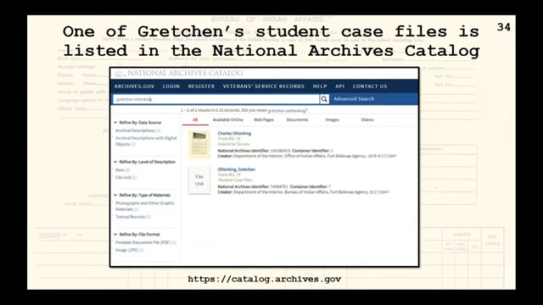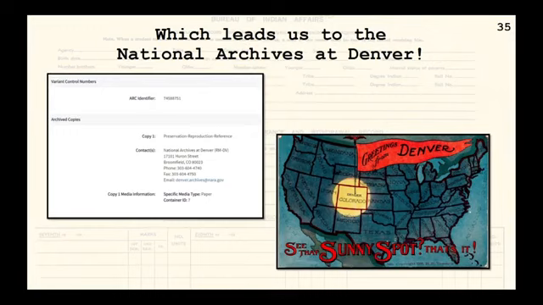Next slide, please. Slide number 35. Which, after clicking on and reading, you see the file is located here in Denver at the National Archives branch. So you reach out.